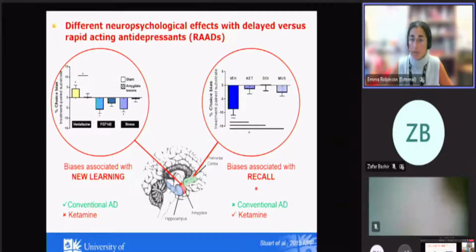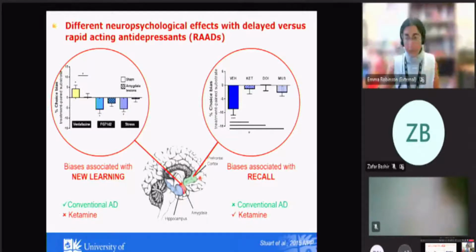In contrast, we don't see any effect with conventional antidepressants in terms of effects on retrieval, but we do see effects with the rapid-acting antidepressant ketamine, and we've replicated that with the 5-HT2A agonist, as well as manipulating activity within the medial prefrontal cortex. So we've got this nice dissociation both in terms of mechanism, one affecting new learning, the other affecting retrieval, but also in terms of the brain region.